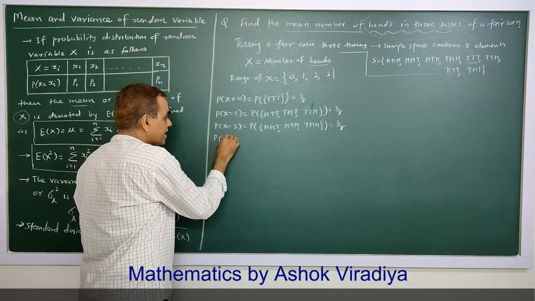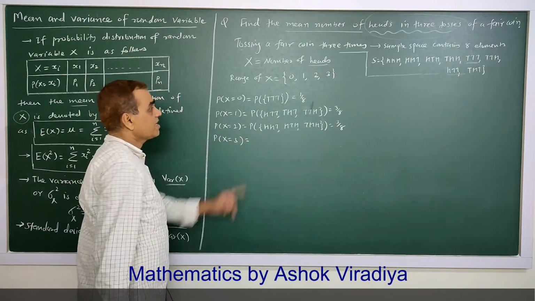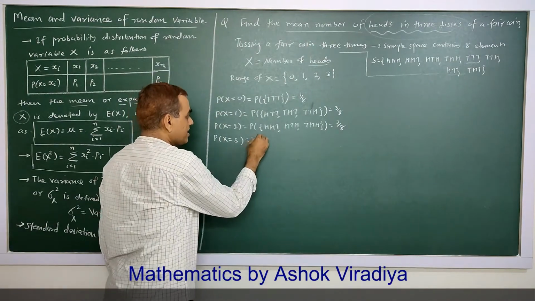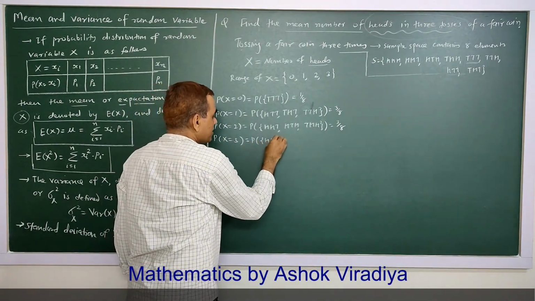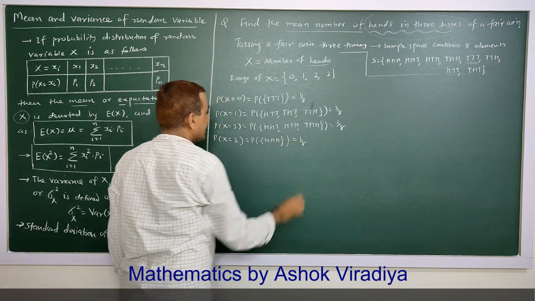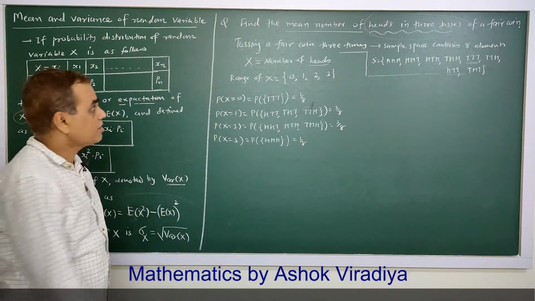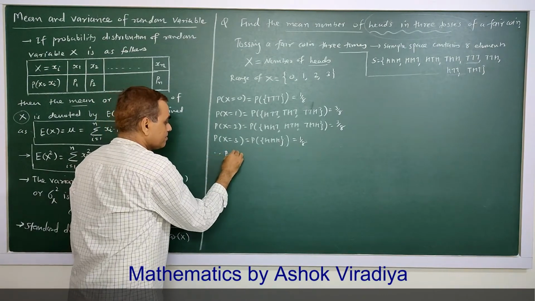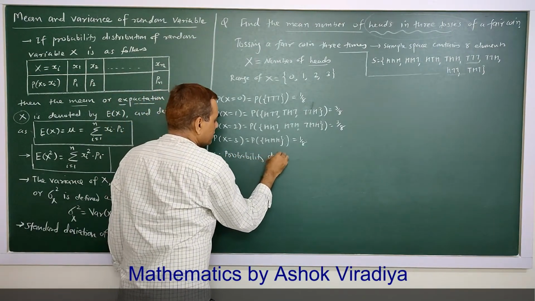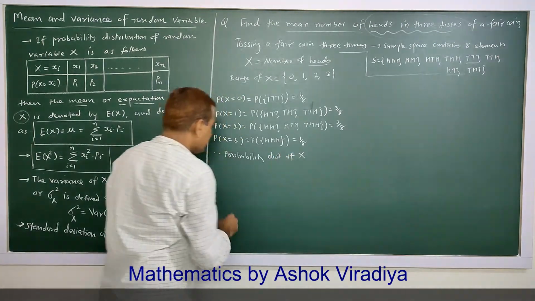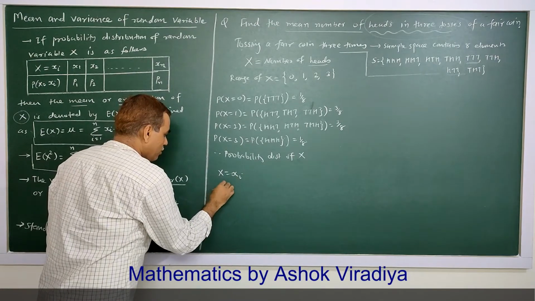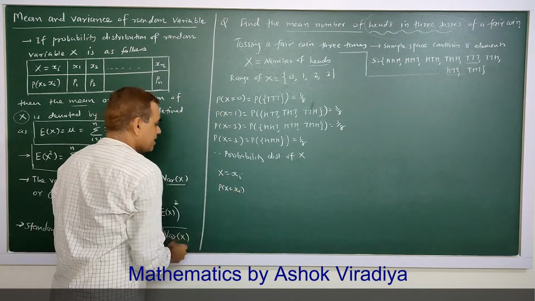Probability that x takes value 3. Here x is the number of heads. So that is the probability of occurrence of this event, 3 heads. So this is 1 by 8. So the probability distribution of x is as follows: x equal to xi and P of x equal to xi.